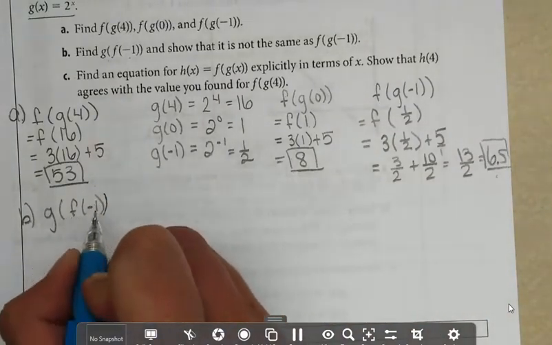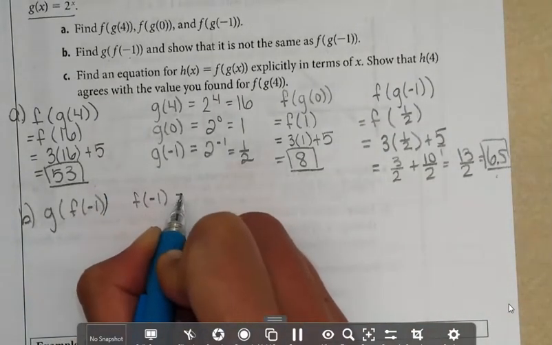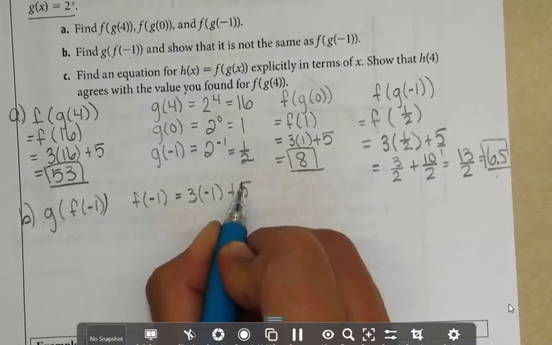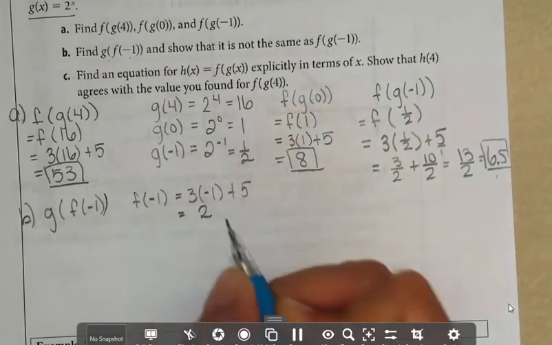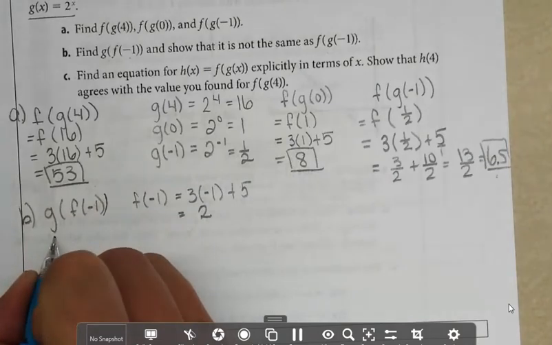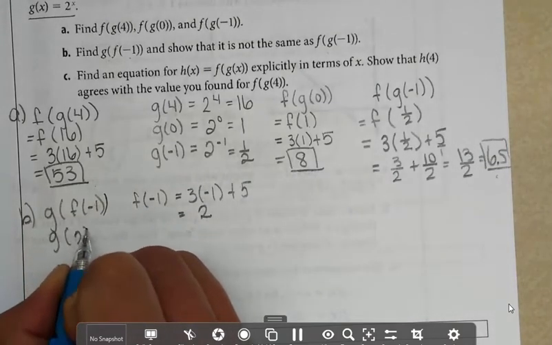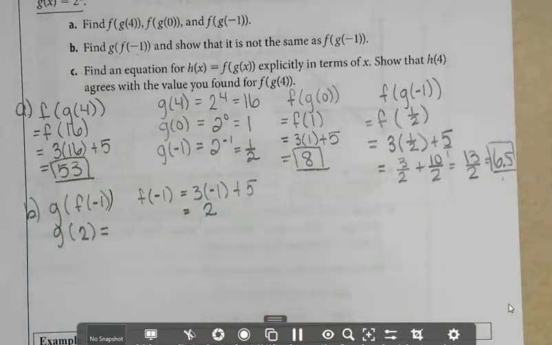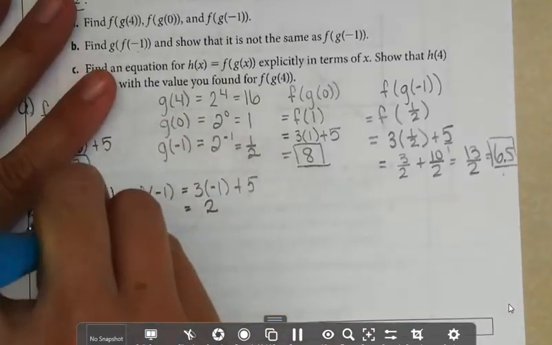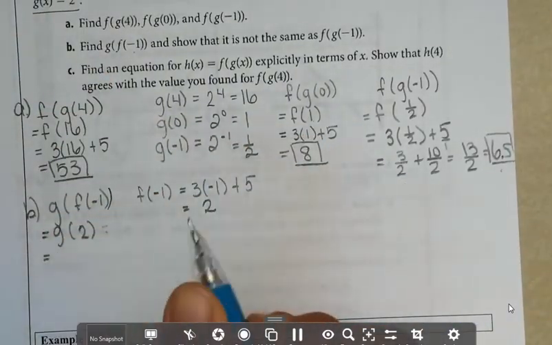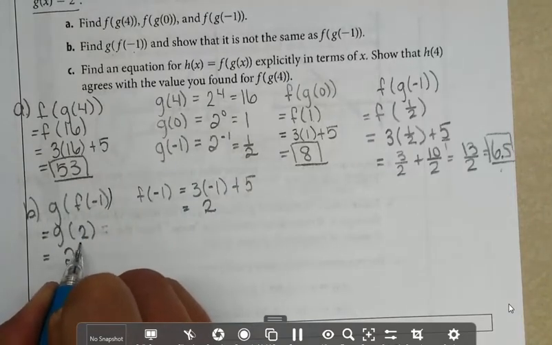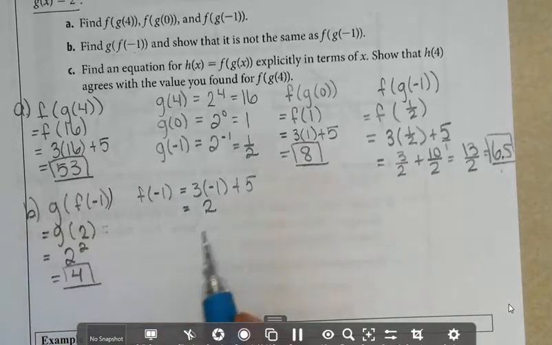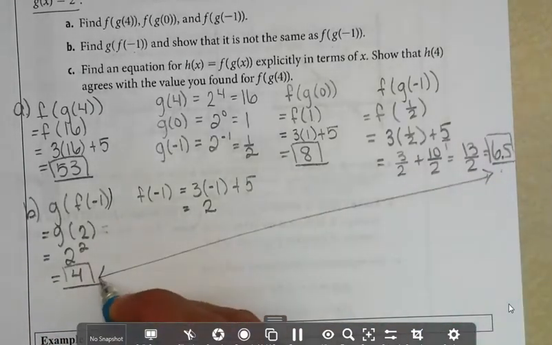So I'm going to start with what is f of negative 1. I have to plug it in here. So it's going to be 3 times negative 1 plus 5. So negative 3 plus 5 gives me 2. So now this actually becomes g of 2. Okay, g of 2, well, that's really going to be 2 to the second power, which equals 4. So as we can see, these two things are not equivalent.